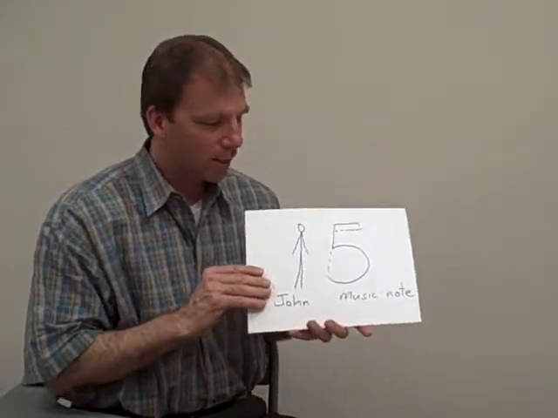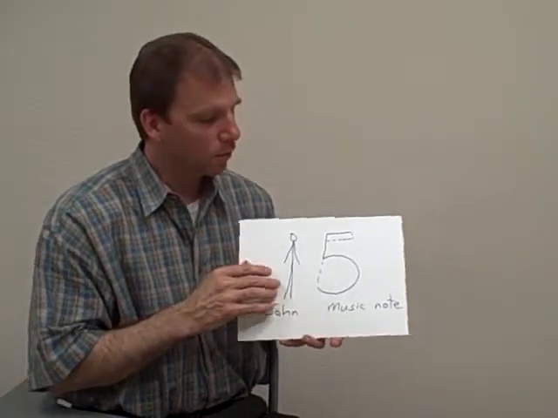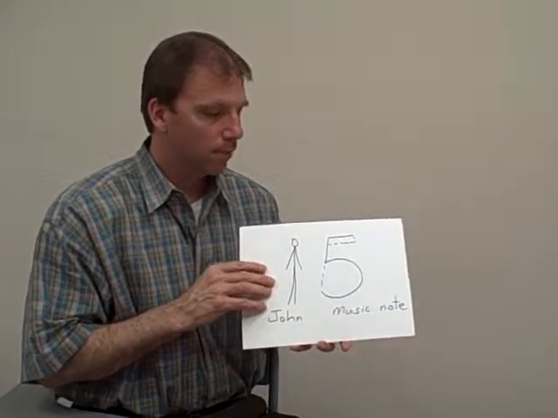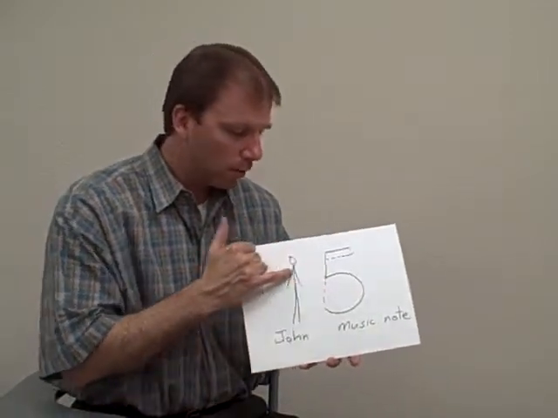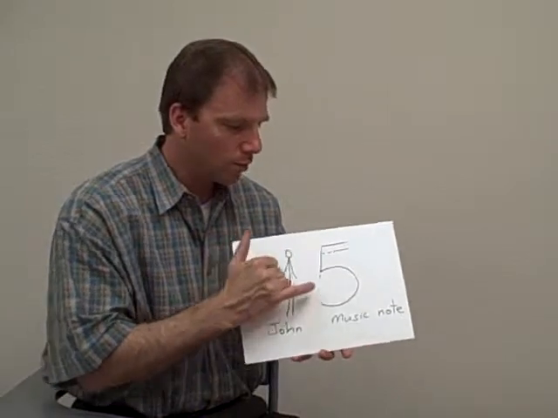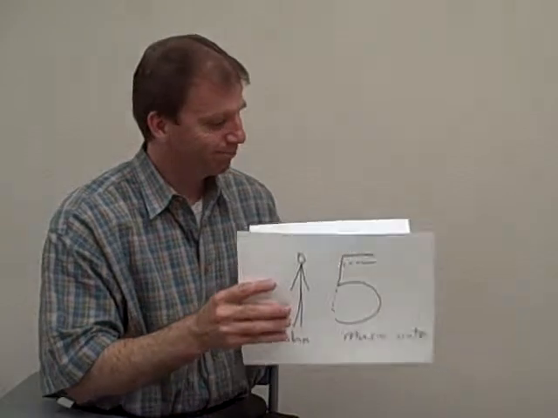Chapter 15, John sees the singing up in heaven, and they sing the song of the Lamb and of Moses. And we see a music note here. Normally music notes are in the other direction, but we can make this look like a music note to help us remember.